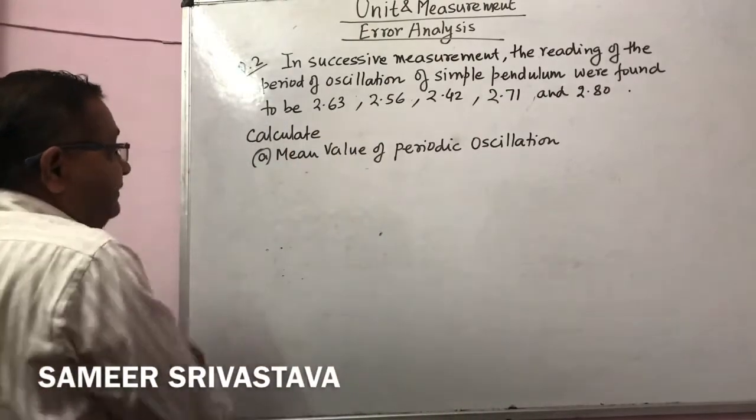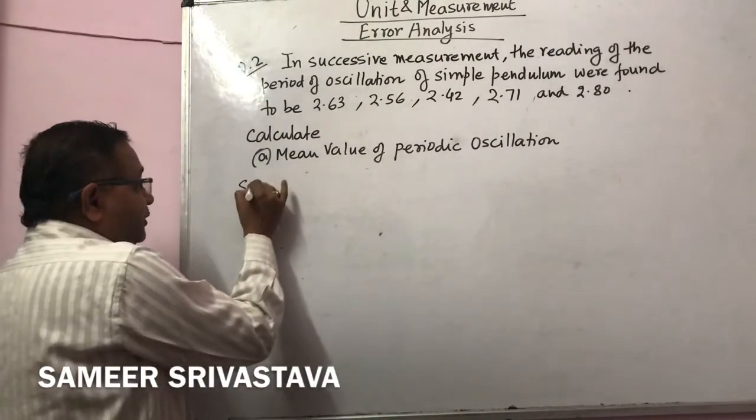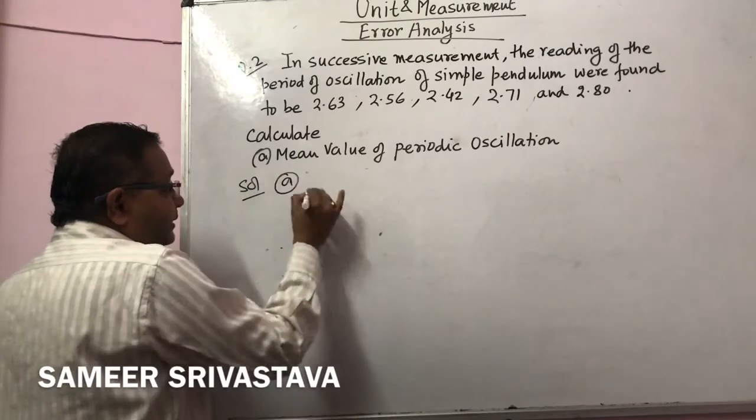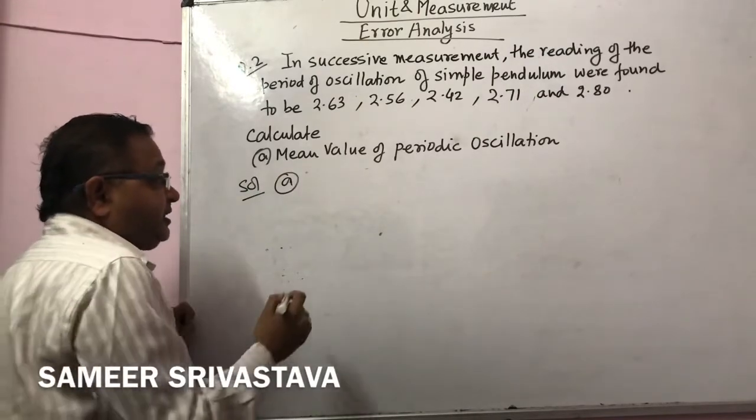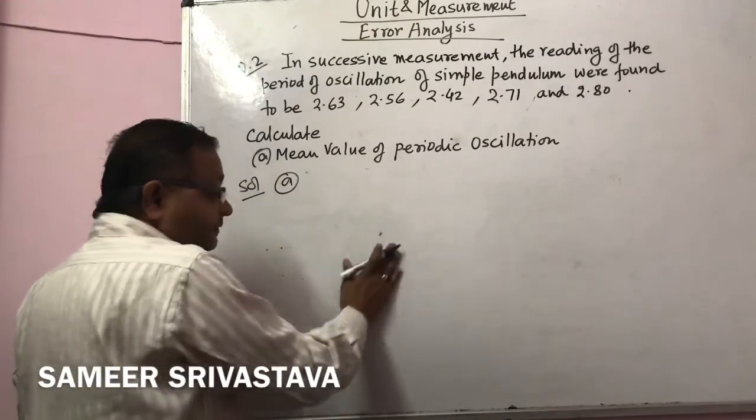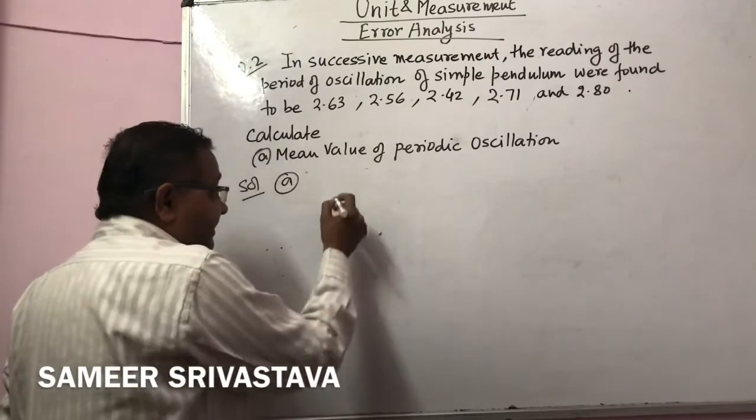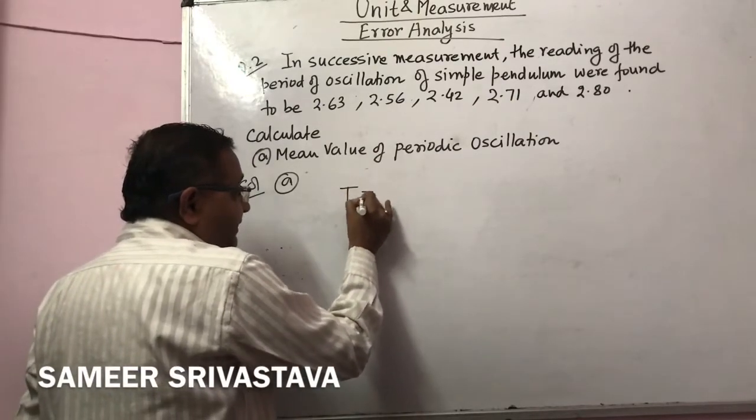Right? Here we have to find the mean value. So for the solution, part A, mean value of the periodic oscillation. So we can write the mean value for the periodic oscillation. Here we have to find the time, so we write it as T.